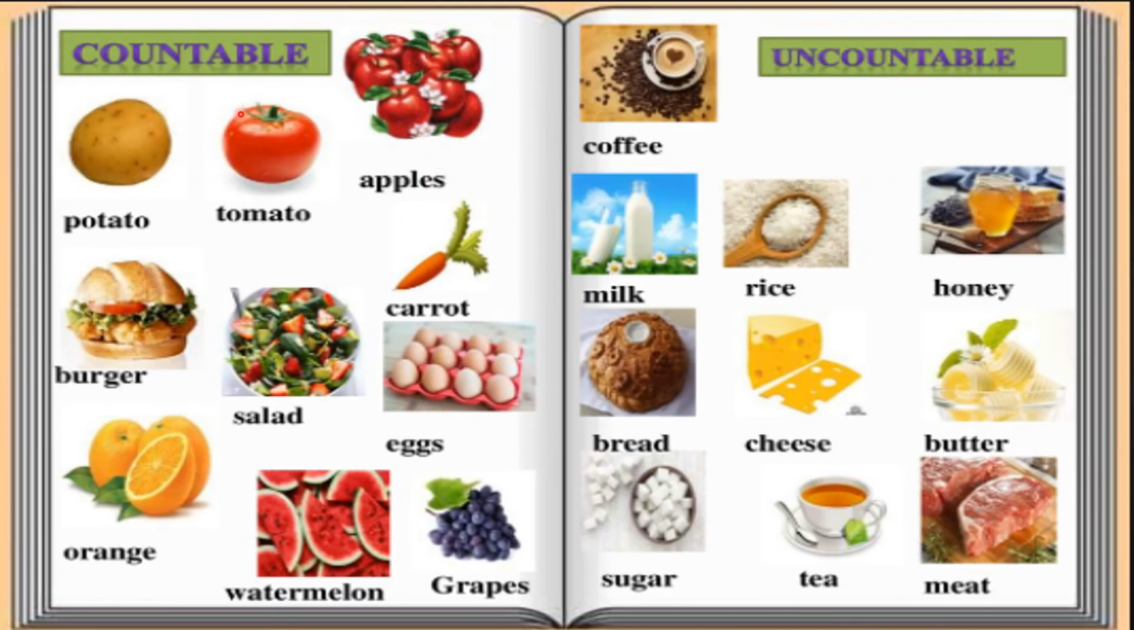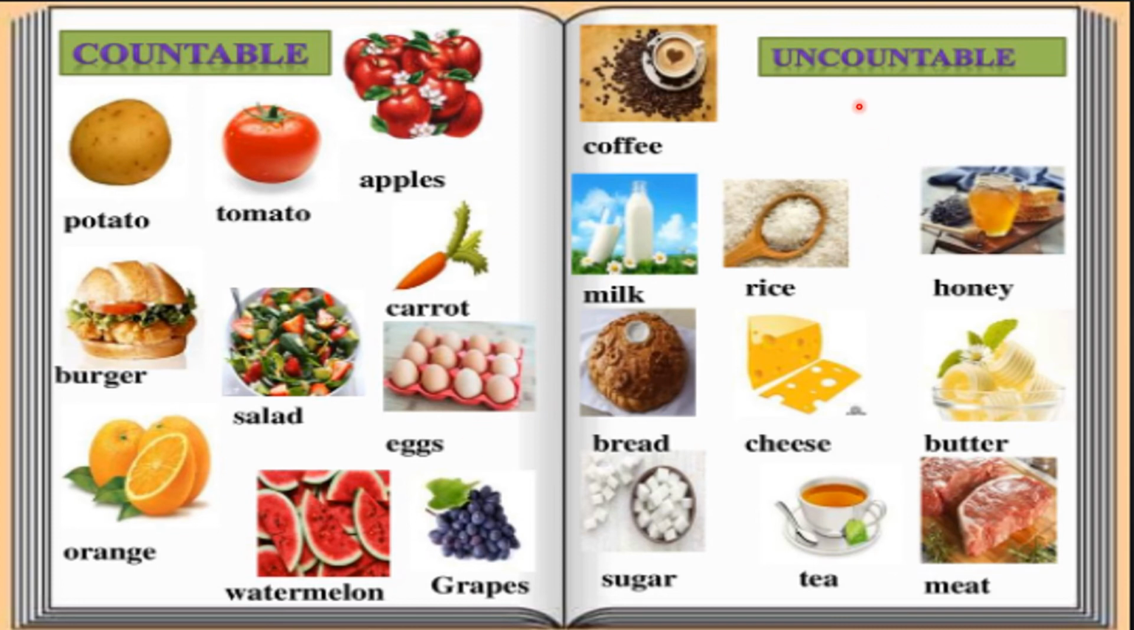And now we have countable and uncountable nouns. The word itself refers to it: countable means the nouns which can be counted, and uncountable means the nouns which cannot be counted. Here: potato, tomato, apple, burger, salad, carrot, eggs, orange, watermelon and grapes. These are the nouns which can be counted.